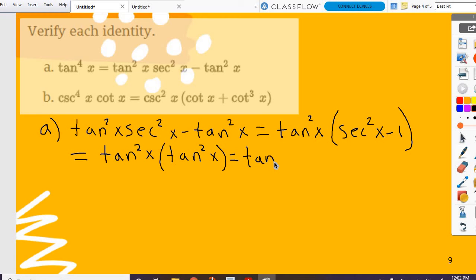Tangent to the fourth, right? Which is what we wanted in the proof. Okay, questions on that? Alright, so I want you to try the second one on your own.